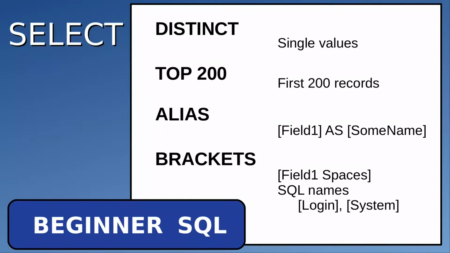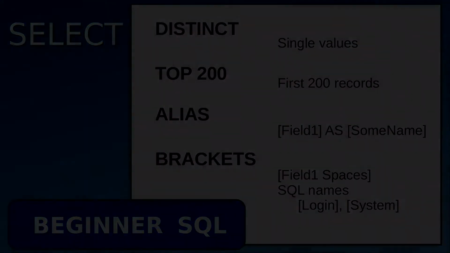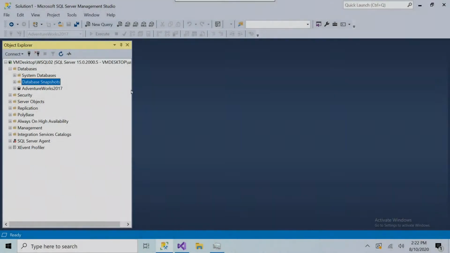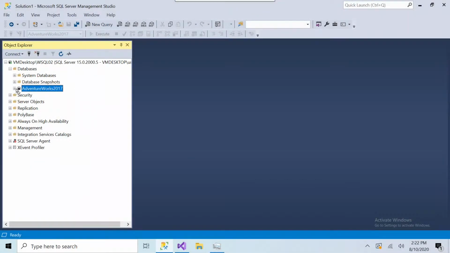To begin with, we're going to use the select statement. And the select statement is probably going to be the most common statement you write. There's a few things here. The select can do a few things by itself, and then the format of the query is what we're going to use for all of our examples. I'm going to use the AdventureWorks 2017 database for this example.